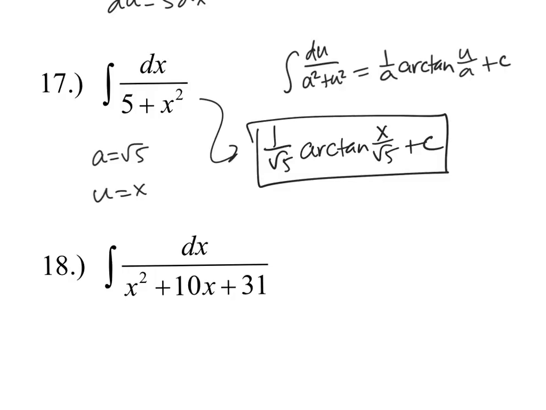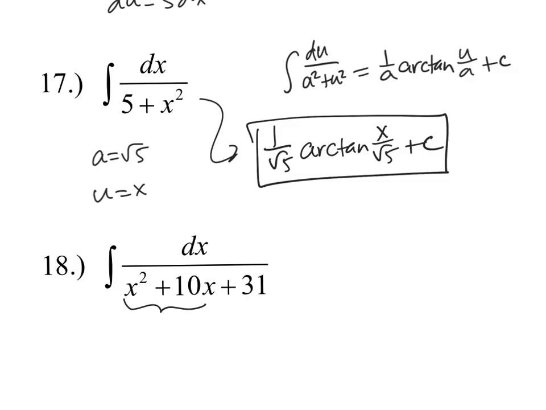In number 18, we're going to complete the square so that we can make it look more like this pattern, where we have an a squared plus u squared, a constant squared plus a function of x squared. So this trinomial is almost a perfect square. The only problem is this 31 kind of messes it up. So here's how we're going to fix it.